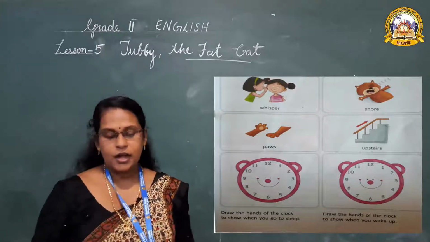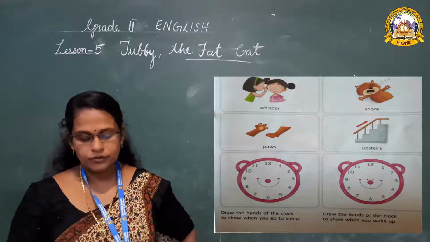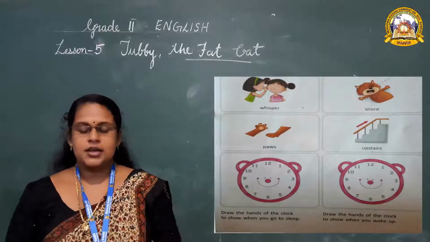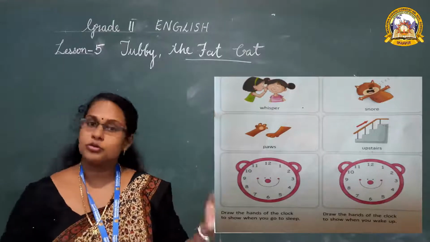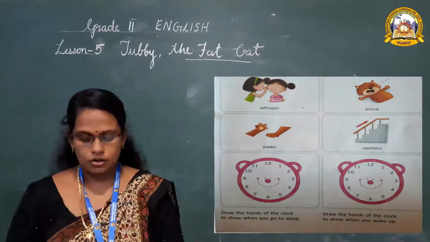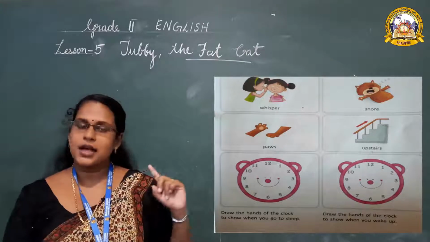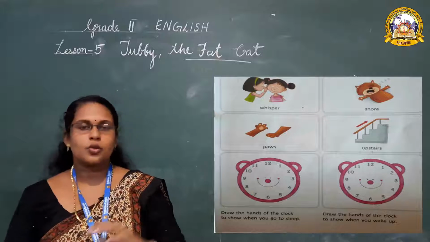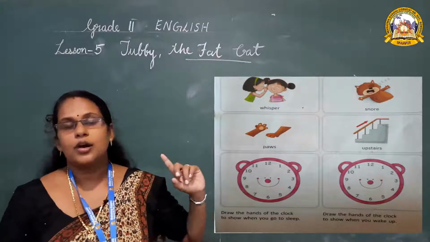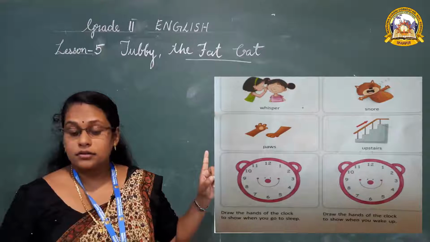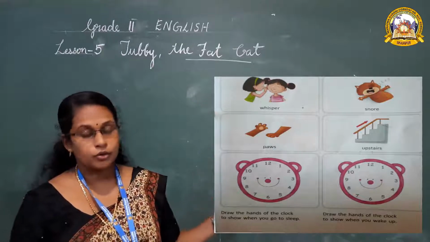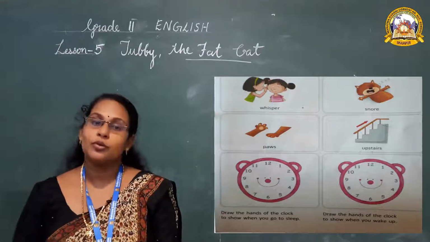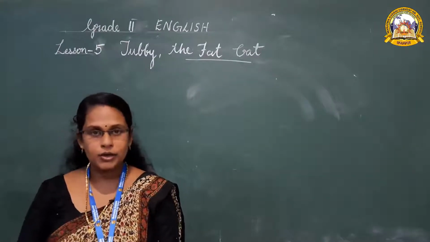What is given? You have to draw the hands of the clock that you have learned in the maths and all, isn't it? Yes. So in the maths you know to draw the hands of that clock. So you have to draw what time you sleep and at what time you wake up. So first picture is for you to show the time at what time you go to sleep. And the next picture you have to show the time that you wake up. Okay, will you do it?